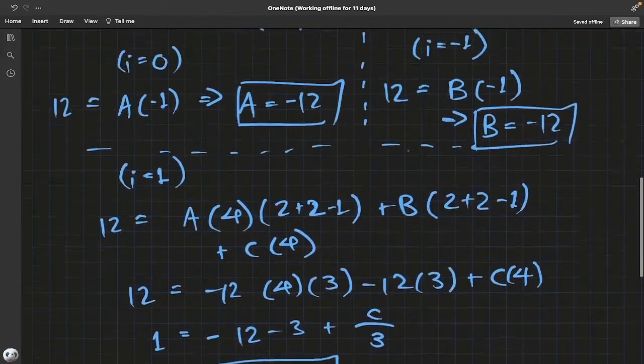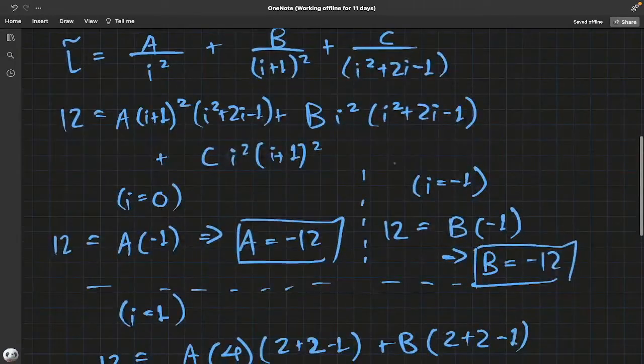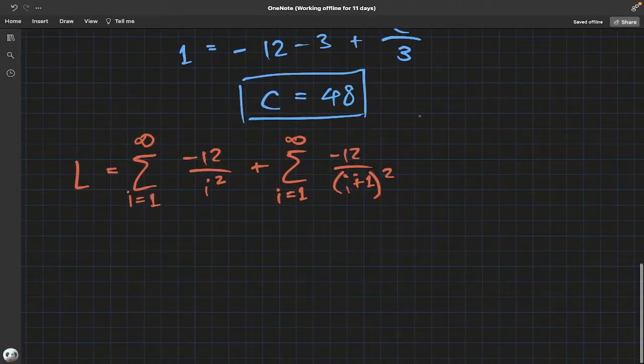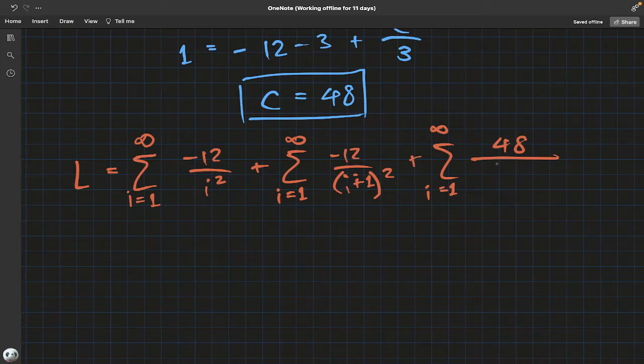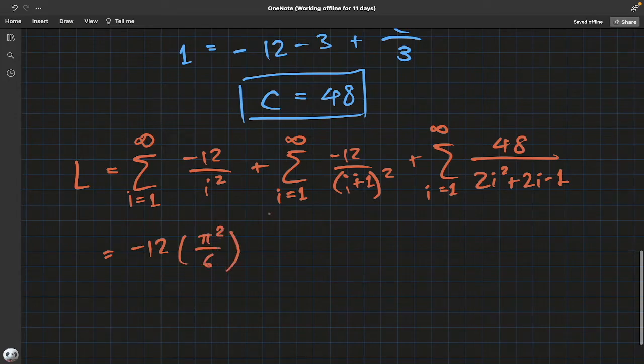squared, and then C is positive 48 over 2i squared plus 2i minus 1. Well, the nice thing is we know how to solve the first one. That's just the Riemann zeta of 2. That's the Basel problem. That's pi squared over 6.